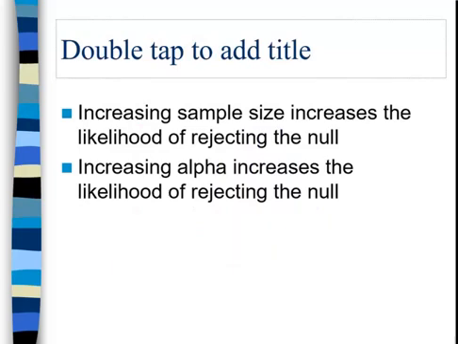So here it is. Increasing sample size increases the likelihood of rejecting the null, and increasing our alpha increases the likelihood of rejecting our null. Be careful here. Remember, our conventional alpha is 0.05. You might say, well, why don't we just increase our alpha to 0.20? Well, that means we're taking on a 20% risk of making an error. So why 0.05?